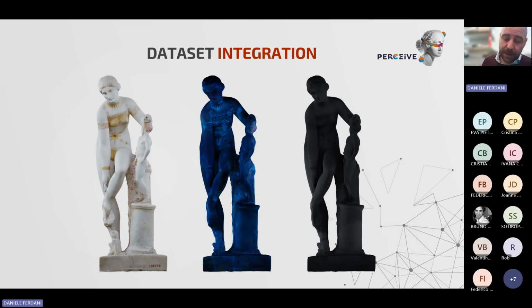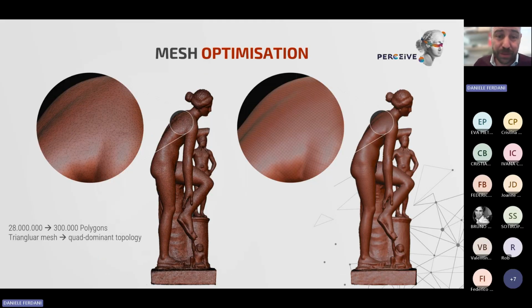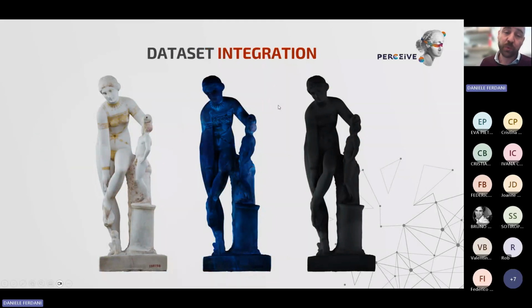So after this step, of course, the different 3D models with different textures obtained were very high resolution, both in terms of geometry, where the number of polygons was around 28 million, and in terms of texture resolution. All of these models have 5 textures, 8K textures, so very high resolution.